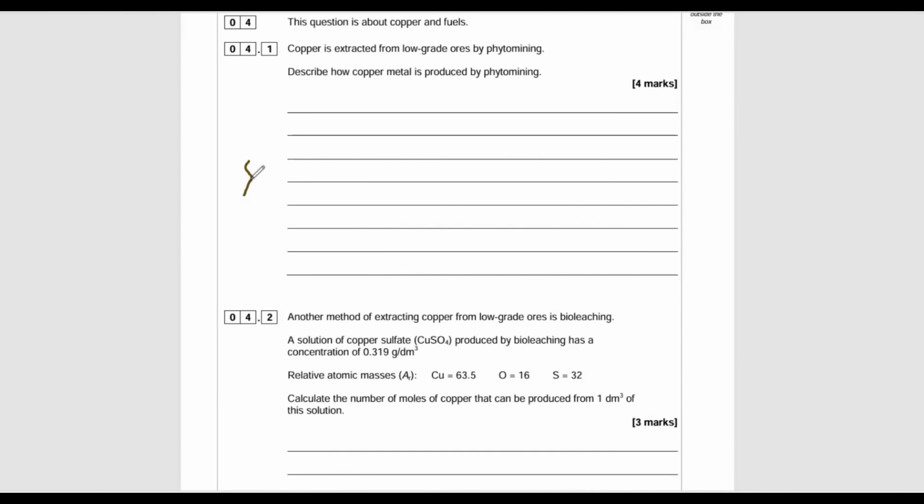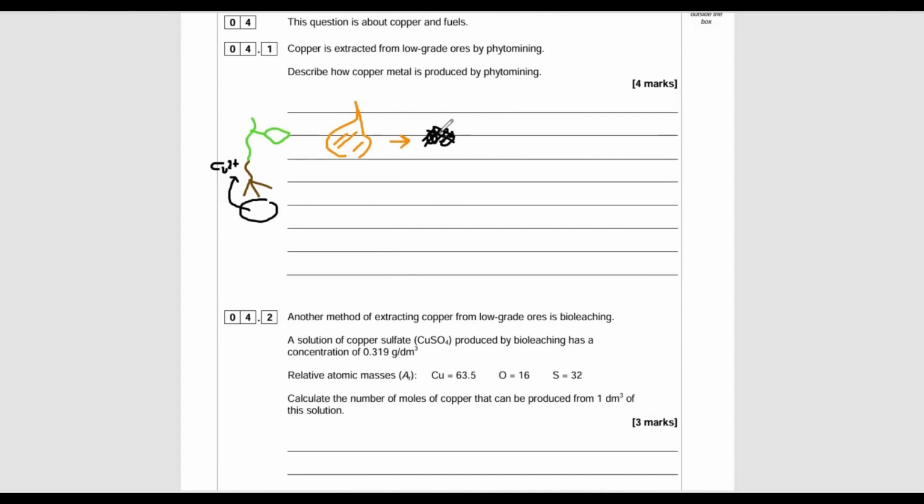What you're going to do is grow a plant on the low-grade ore. Ores are rocks that contain metals in them. So you're going to grow your plant on some low-grade rocks like this, and it is going to suck up in its roots things like lovely copper ions. Then we're going to burn the plant. I know, pretty brutal, right? You're going to burn the plant, and what you're left with afterwards is some ash.